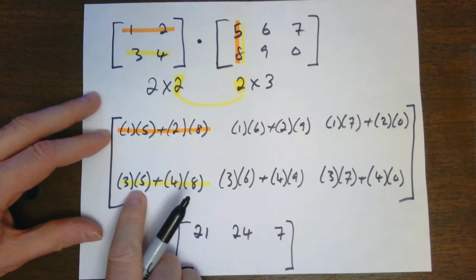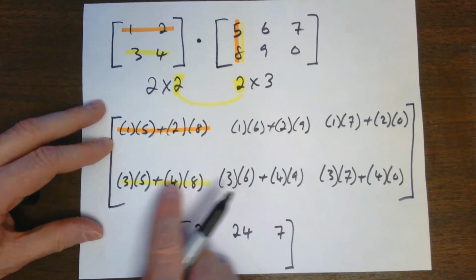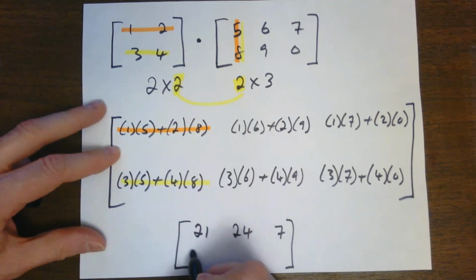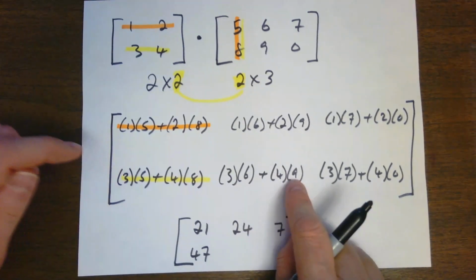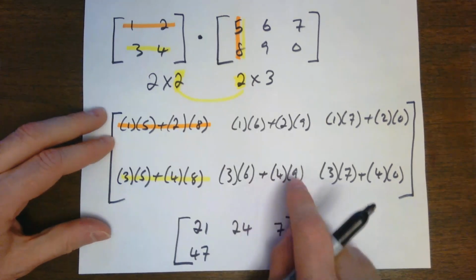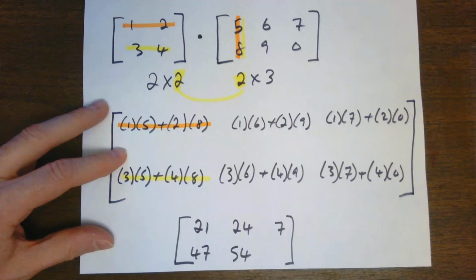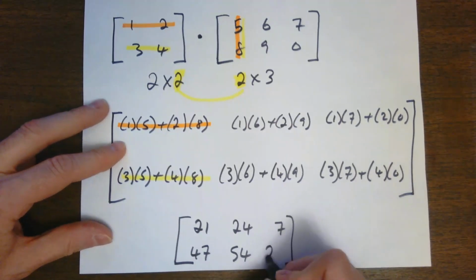3 times 5 is 15. 4 times 8 is 32. 32 and 15 is 32, 42, 47. 3 times 6 is 18. 4 times 9 is 36. 36 and 18, 36, 46, 54. 3 times 7 is 21. 4 times 0 is 0. 21 and 0 is 21.